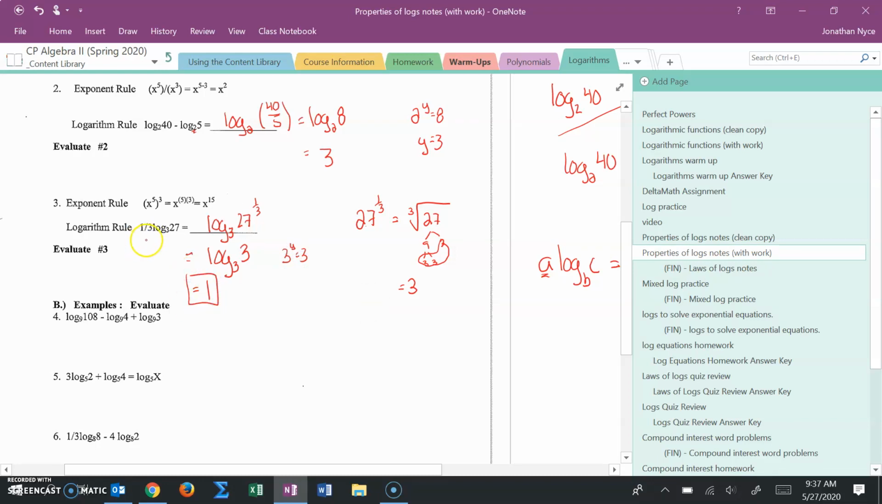Again, the other option here, we could evaluate 1/3 times log base 3 of 27, which is 3, which also gives us 1/3 times 3, which is 1.